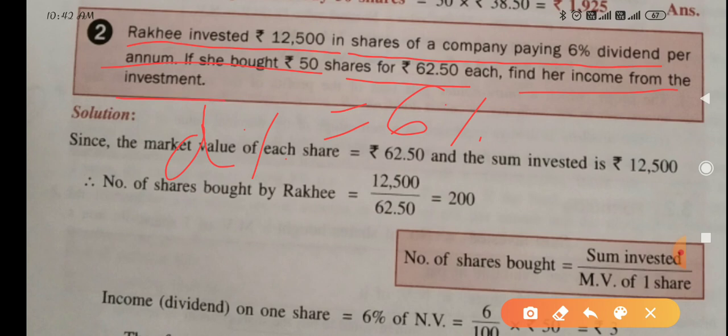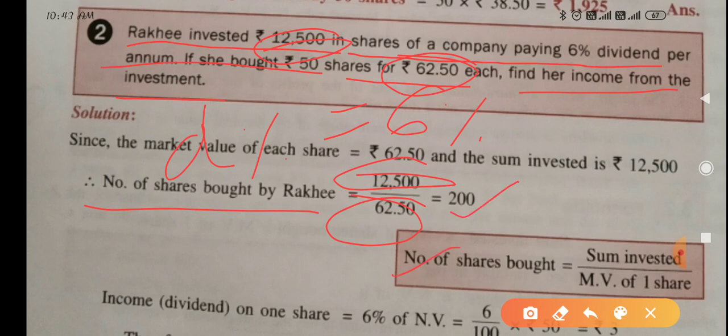You have to find the income. First of all, you need to find how many shares she purchased. Number of shares is total investment upon MV of one share. Total investment 12,500 is given and MV of each share 62.50 is given. By dividing, you get 200. Number of shares is the sum invested upon MV of one share, so she purchased 200 shares.